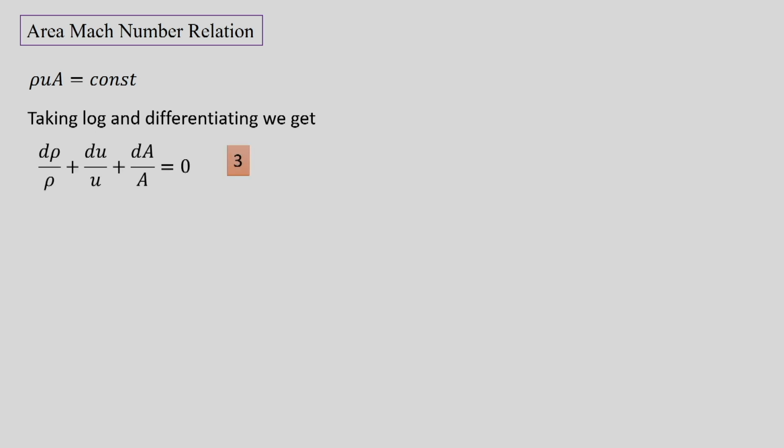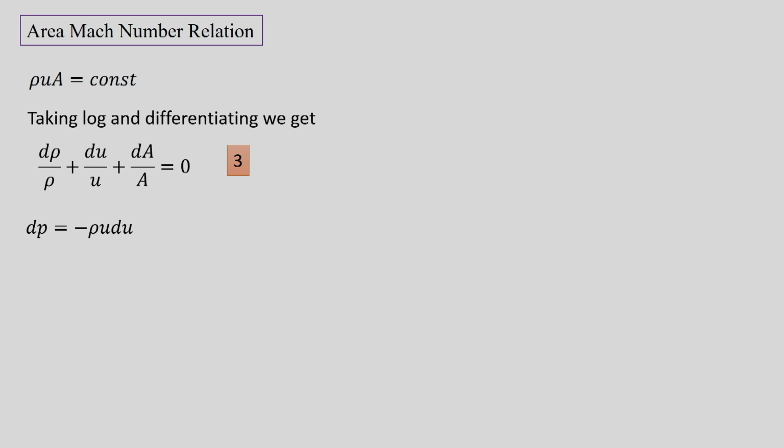Now let us try to find out the area Mach number relation. We now know that for the quasi one dimensional case, rho u A is equal to constant is the mass conservation equation. Let us take the log and differentiate this equation, which says that d rho by rho plus du by u plus dA by A is equal to 0.